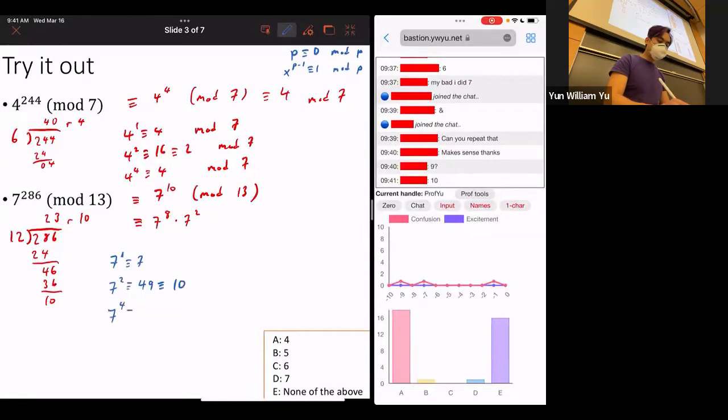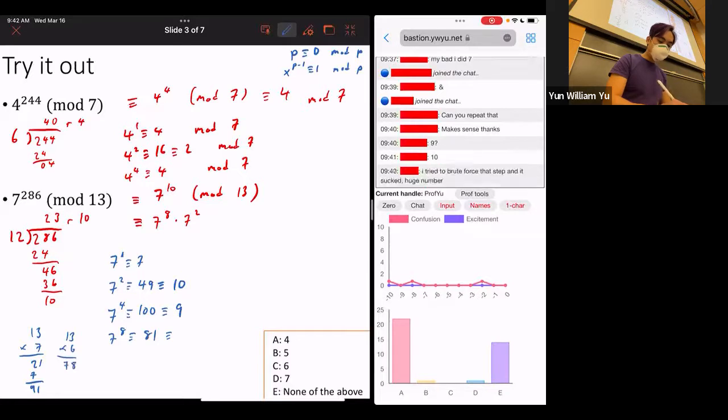Then 7 to the 4th is congruent to 100. Well, what's 100 congruent to? 13 times 7 is, that's 21 and 7, so that's 91. This is congruent to 9. And 7 to the 8 is congruent to 81. And 81, well, 13 times 6 is going to be equal to 1, so that's 78.